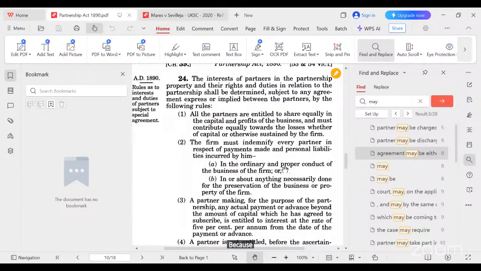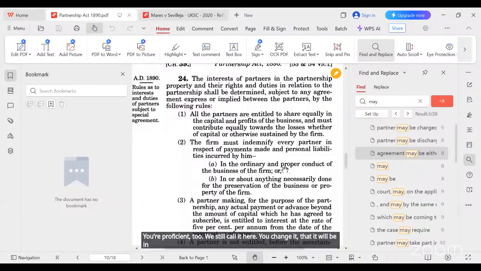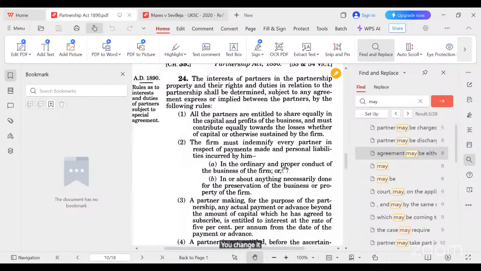Because once you now know that you have contributing percentages that are not equal, then you must change your sharing, your profit sharing too, which says equally here. You change it so that it will be in accordance with our contribution percentages. You change it.